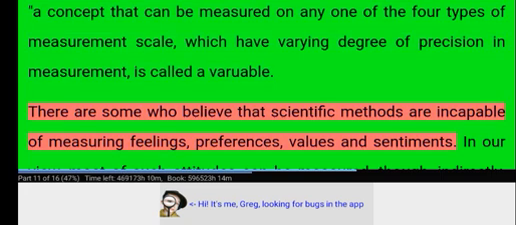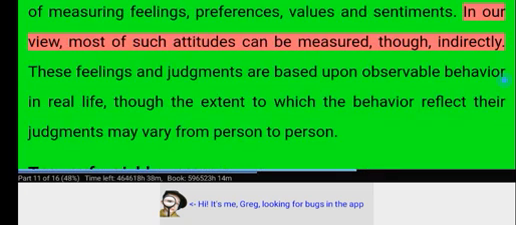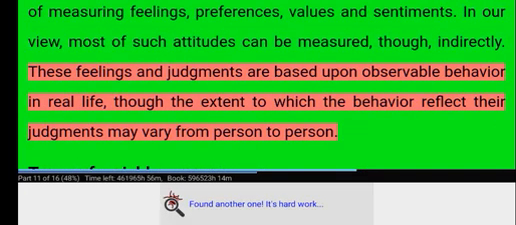There are some who believe that scientific methods are incapable of measuring feelings, preferences, values, and sentiments. In our view, most of such attitudes can be measured, though indirectly. These feelings and judgments are based upon observable behavior in real life, though the extent to which the behavior reflects their judgments may vary from person to person.